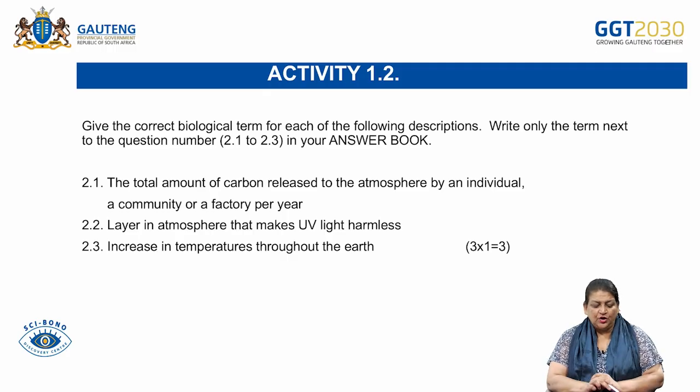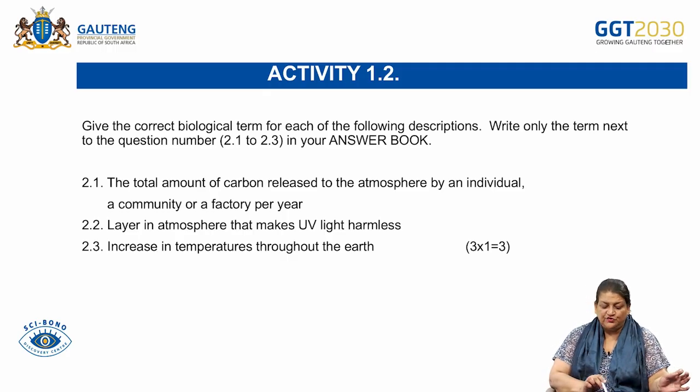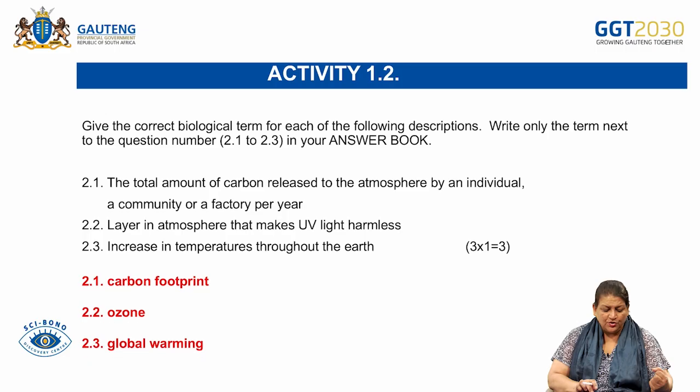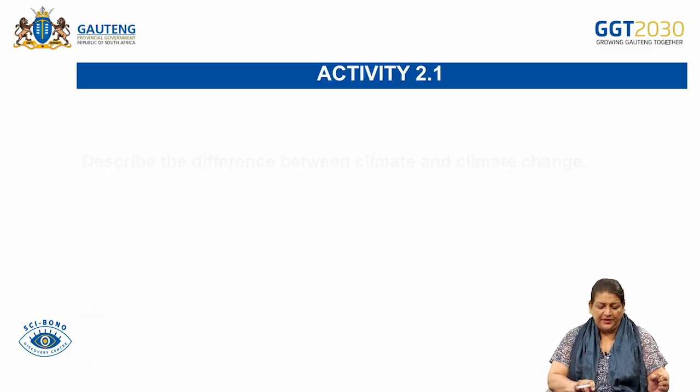So what is the total amount of carbon dioxide released by an individual? It's called the carbon footprint. And this one, which layer makes UV light harmless in the atmosphere? Which one is going to make it harmless or not so hot? It's going to be the ozone. And the increase in temperature throughout the earth is called global warming.